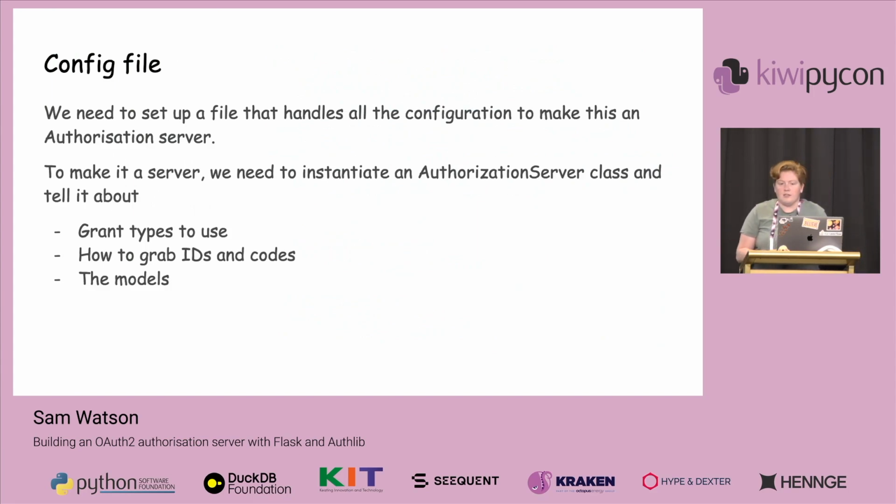Before we can get into the fun part of writing the endpoints, we need to get the configuration all set up. In this file, we're basically instantiating an authorization server class that Authlib has, telling it about which grant types to use, how to grab IDs and codes, and our models, and it all gets set up as part of the Flask app factory and a Flask app config.